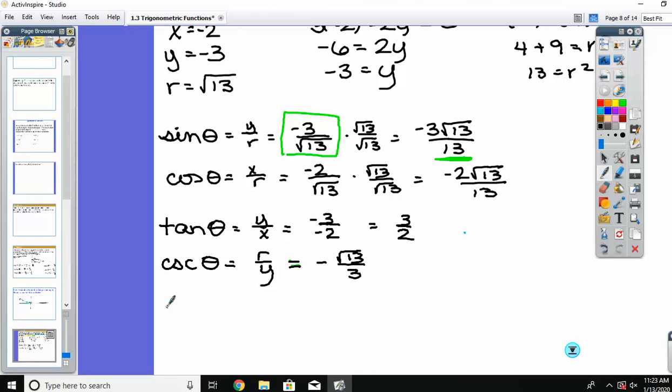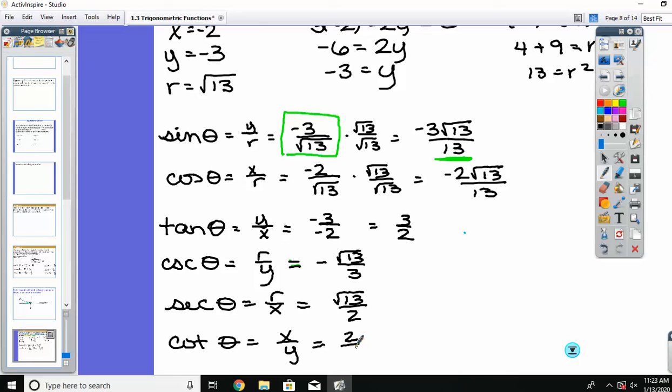The reciprocal of cosine is secant, so that's r over x, so radical 13 over 2. And the reciprocal of tangent is cotangent, so that's our x over y, positive 2 thirds. Yes, it should. Thank you. I dropped my negative on my 2.